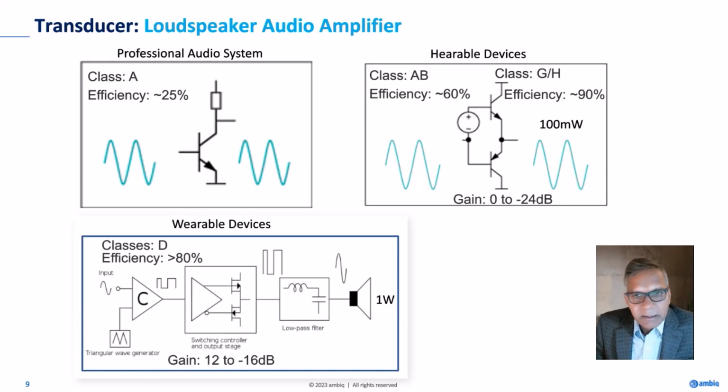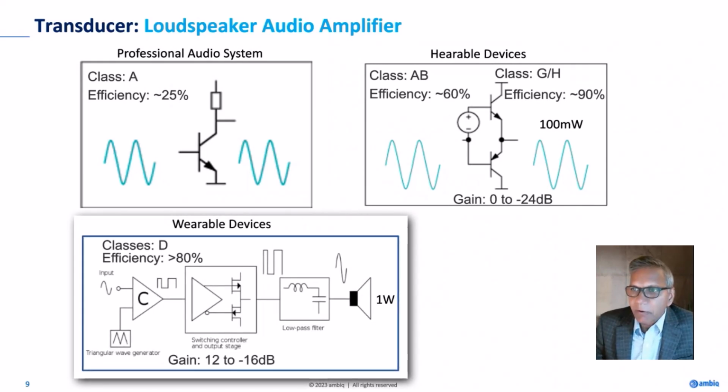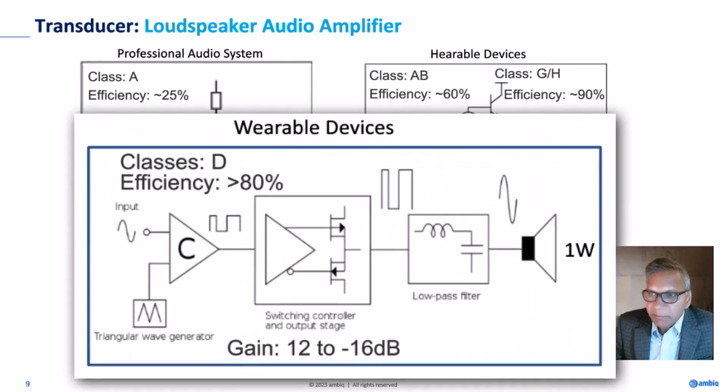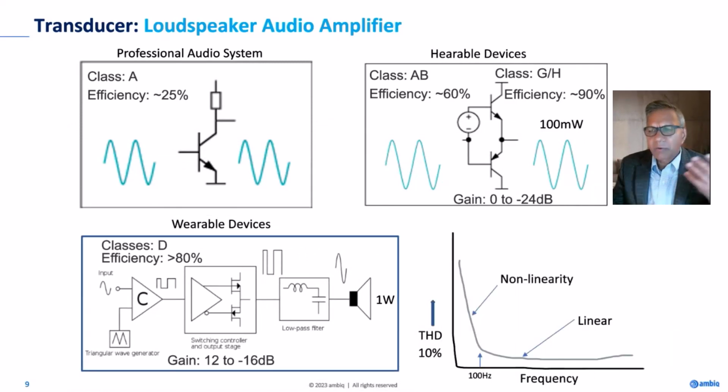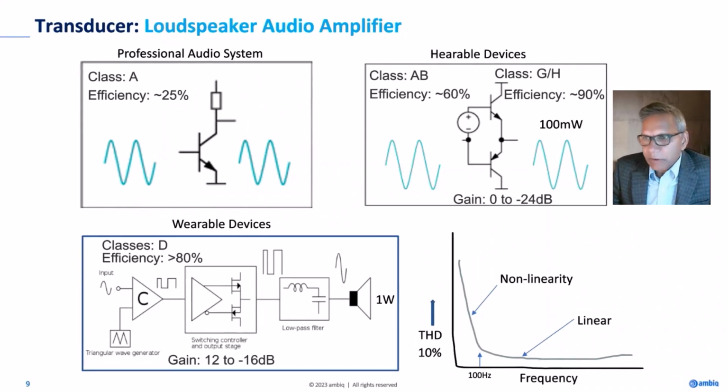There is a third category specifically for devices that need to generate more power. Class D amplifiers are widely used. They can offer more than 80% efficiency. They can provide some gain also, and they are most widely used for hands-free devices, home entertainment, smart speakers, smartwatches, and smartphones.